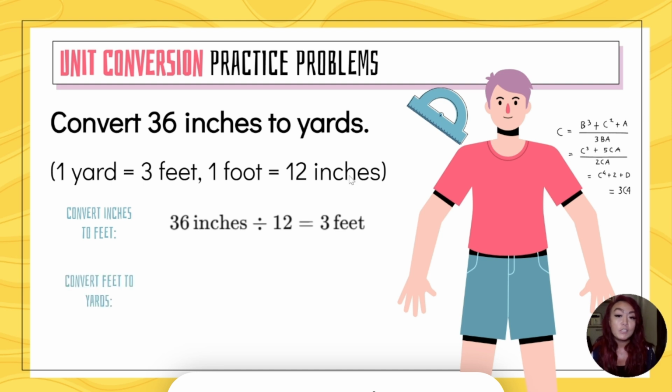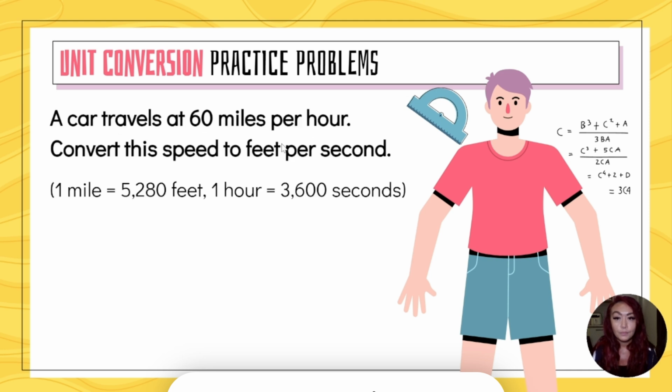Then we'll convert feet to yards. We do 3 feet divided by 3 because we know there's 3 feet in a yard, and we get 1 yard. Let's take a look at the next problem. A car travels at 60 miles per hour. Convert this speed to feet per second.